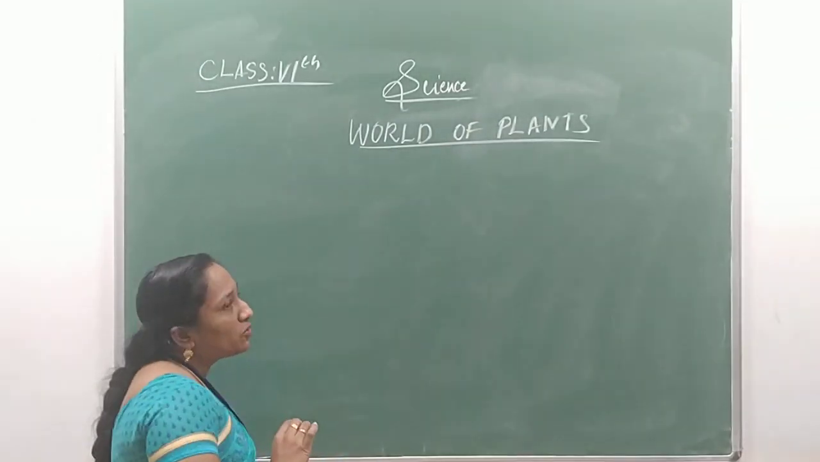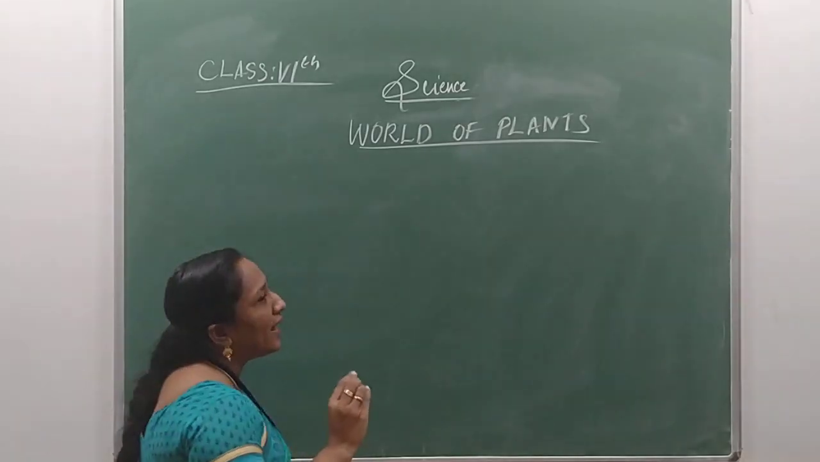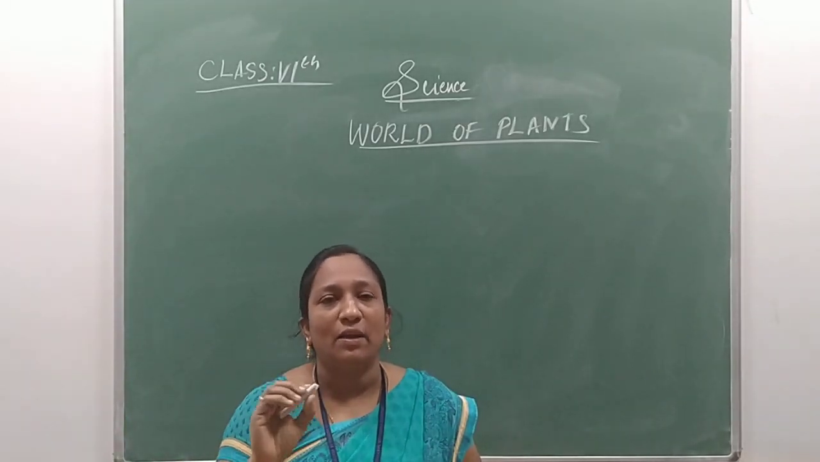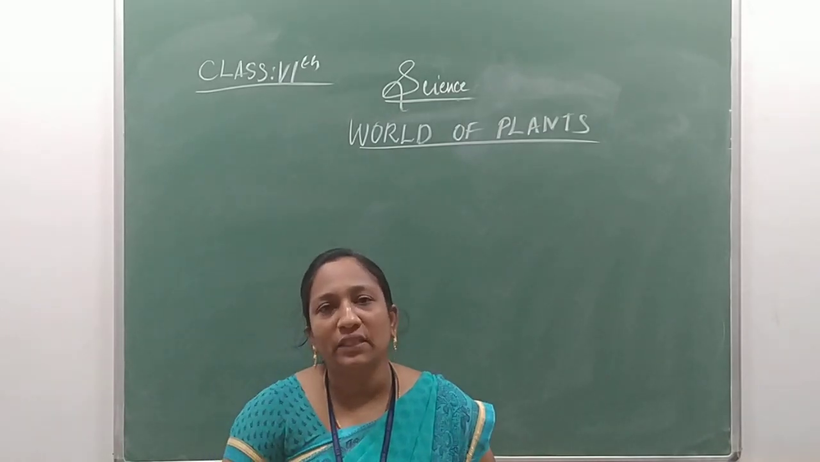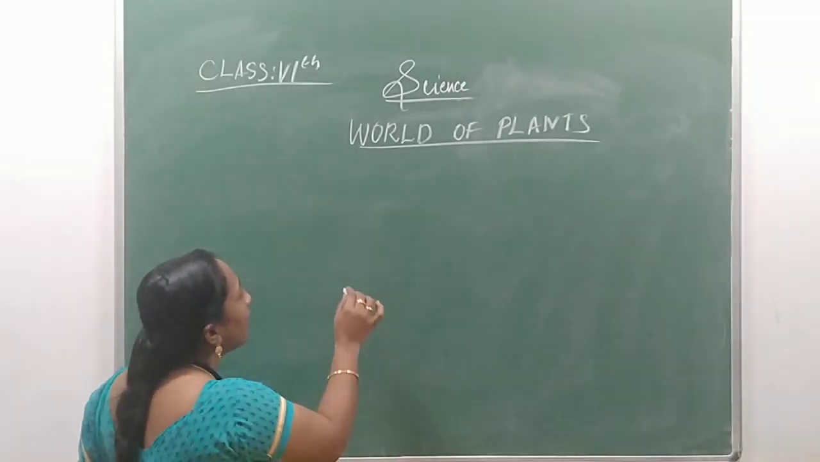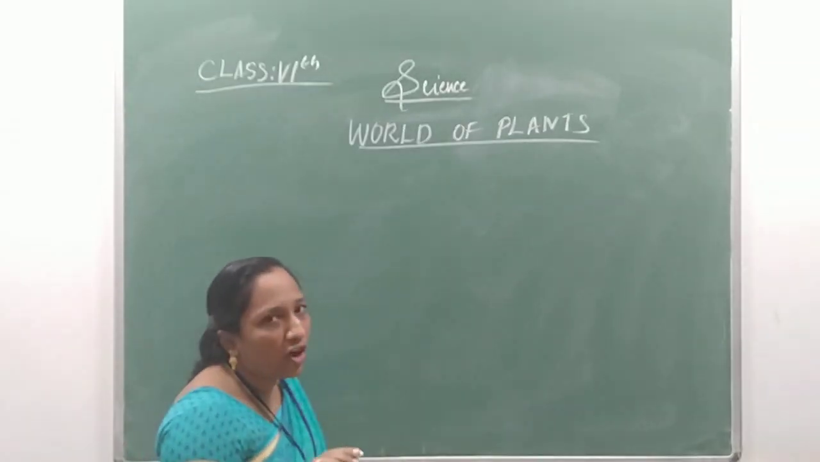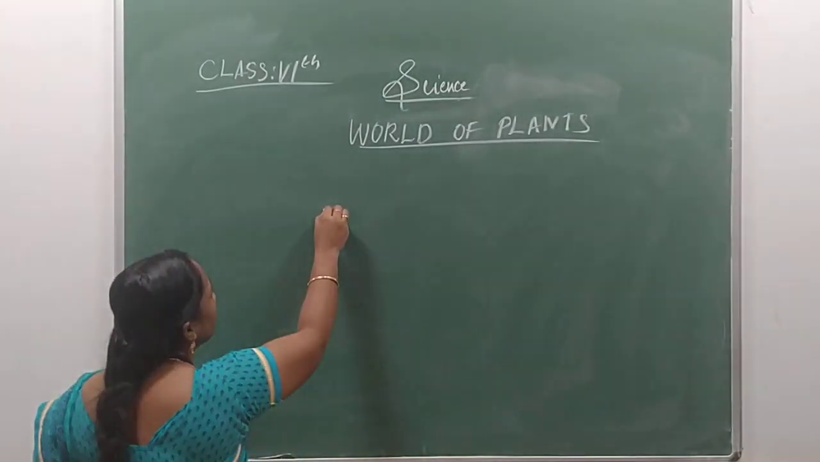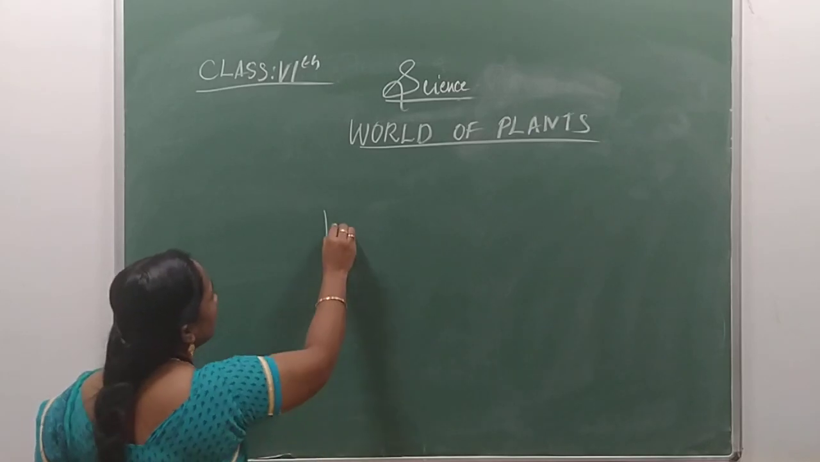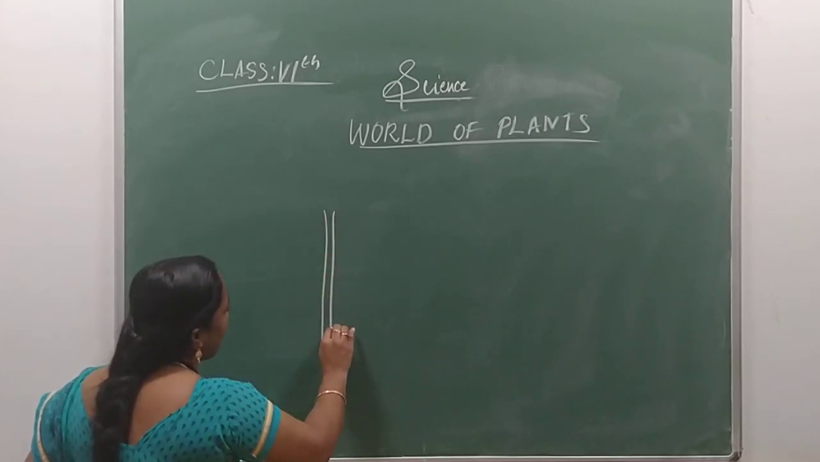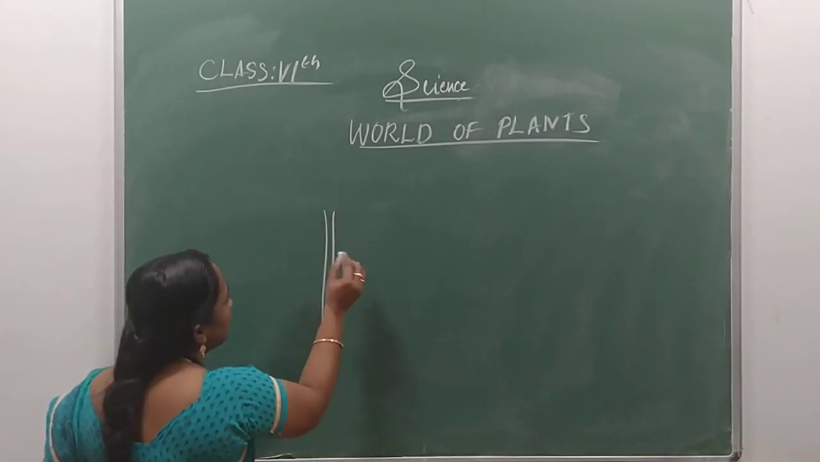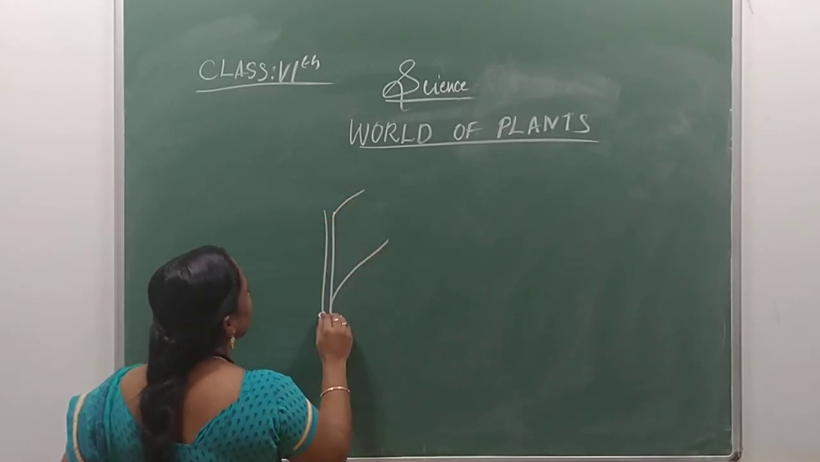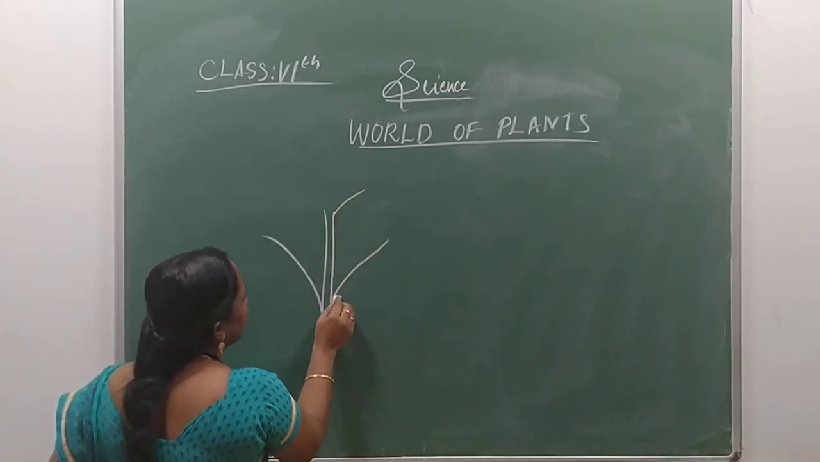So first, if I want to draw a plant, in a question they will ask, draw a plant and label the parts. So for that, a plant should be drawn, along with that you have to label the parts. First, how to draw the stem part. So what is this? Stem part. It has branches.